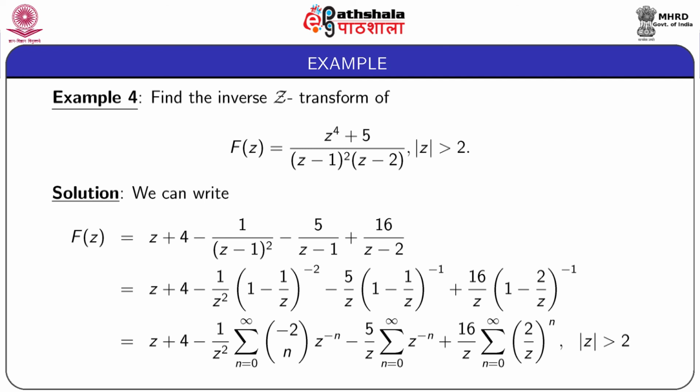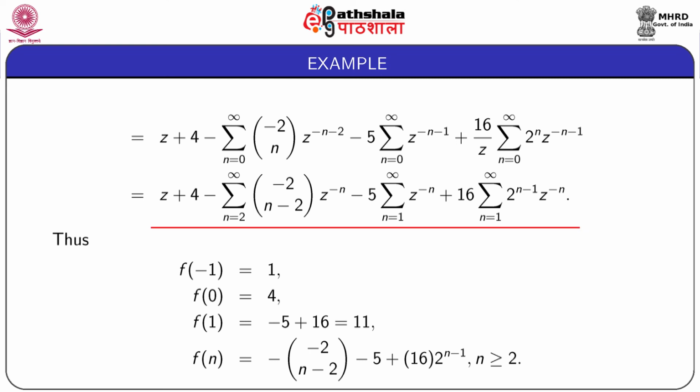If we expand these terms binomially, then we get z plus 4 minus 1 by z square summation n equal to 0 to infinity of minus 2 choose n, a notation that has already been defined, into z to the power minus n, minus 5 by z summation n equal to 0 to infinity z to the power minus n, plus 16 by z summation n equal to 0 to infinity of (2 by z) to the power n, for mod z greater than 2. This can be simplified to get finally z plus 4 minus summation n equal to 2 to infinity of minus 2 choose n minus 2, z to the power minus n, minus 5 summation n equal to 1 to infinity z to the power minus n, plus 16 summation n equal to 1 to infinity 2 to the power n minus 1 into z to the power minus n.